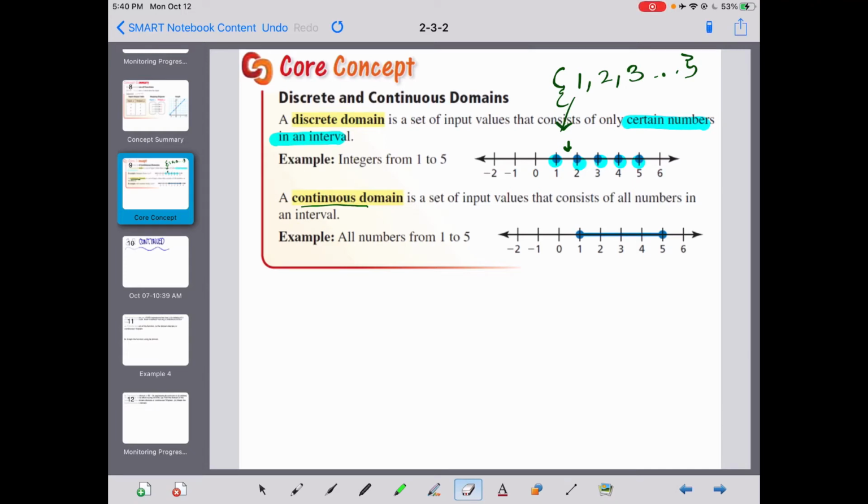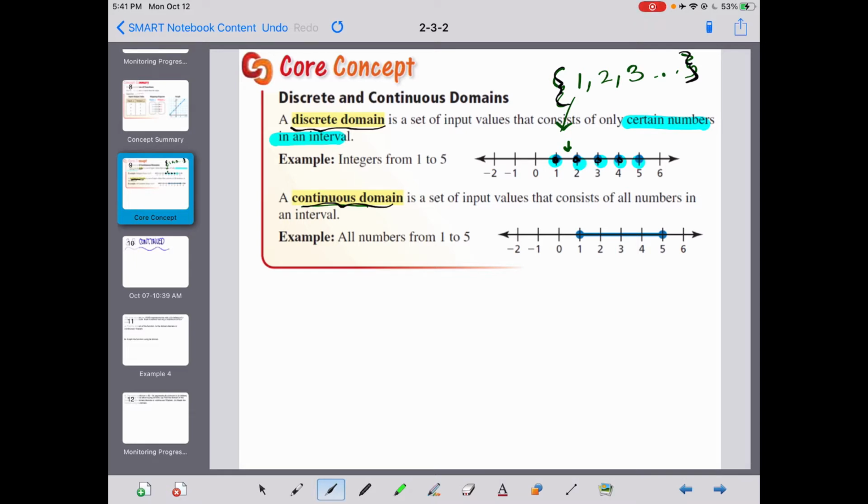Hey guys, we're continuing section 3.2, which is on linear and nonlinear functions. And last week in the last video, we ended with discrete domains and continuous domains. We said that discrete domains was a set of inputs that only consisted of certain numbers, like 1, 2, 3, and we wrote the domains out within these brackets as those specific domain values.